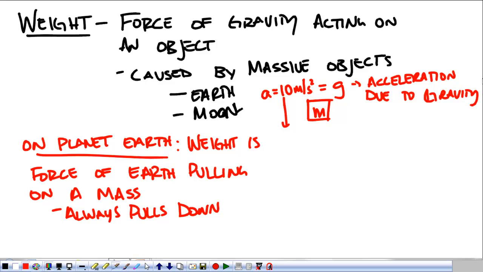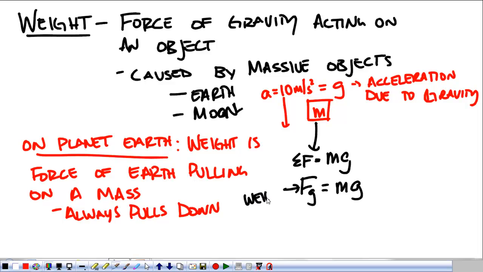Okay? So, the force acting on this object, the net force acting on it, is equal to the mass times the acceleration due to gravity. Or weight, the force of gravity, is going to be equal to mass times the acceleration due to gravity. Weight is equal to mass times gravity.